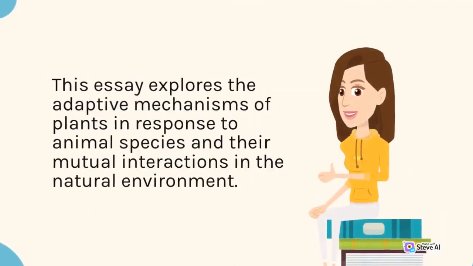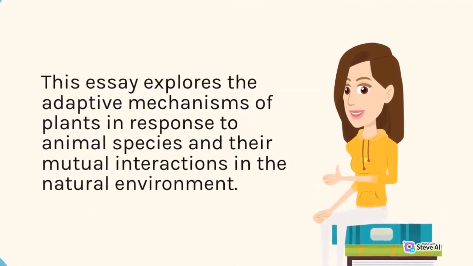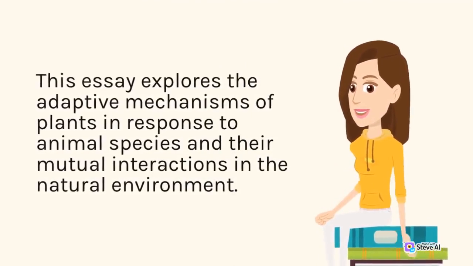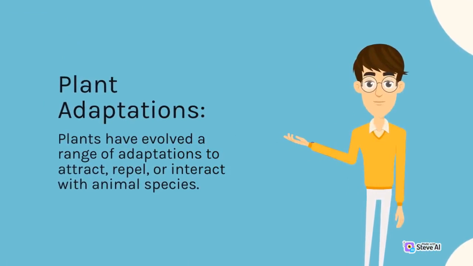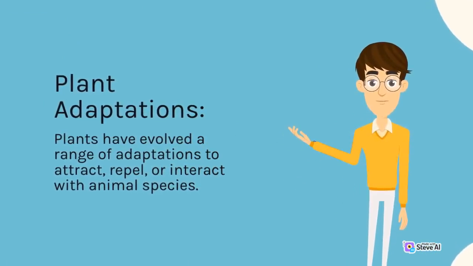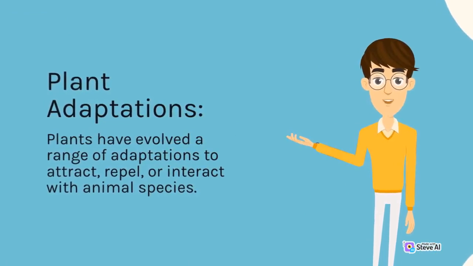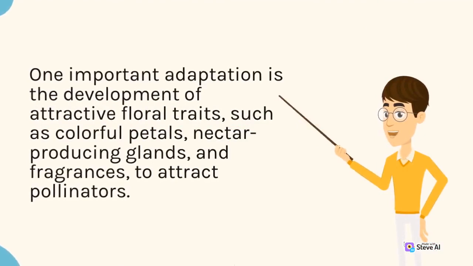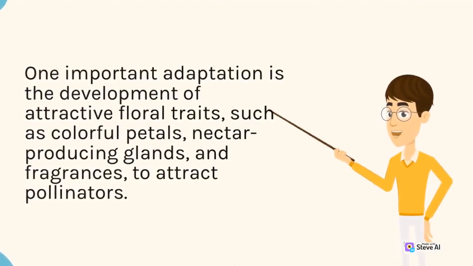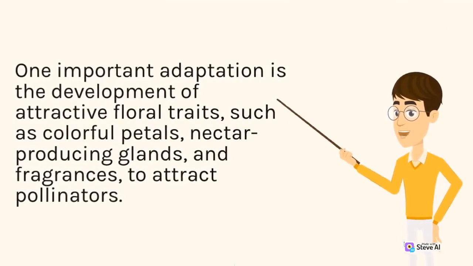This essay explores the adaptive mechanisms of plants in response to animal species and their mutual interactions in the natural environment. Plant adaptations. Plants have evolved a range of adaptations to attract, repel, or interact with animal species. One important adaptation is the development of attractive floral traits, such as colorful petals, nectar-producing glands, and fragrances, to attract pollinators.